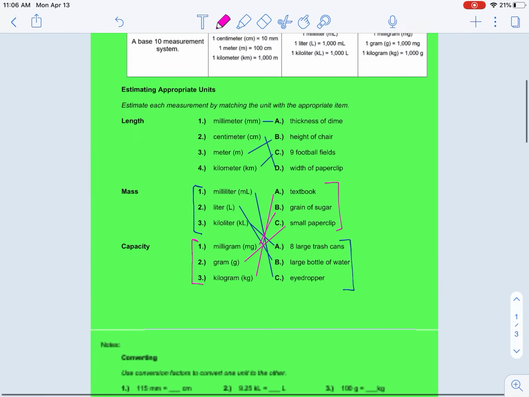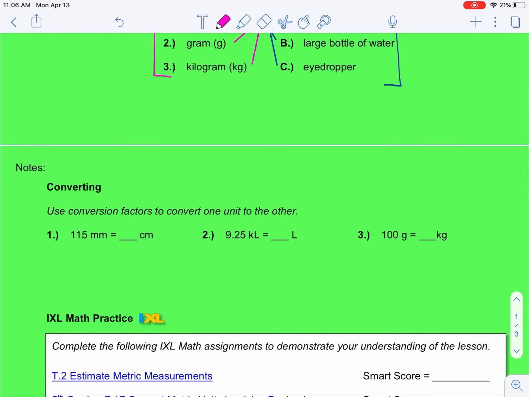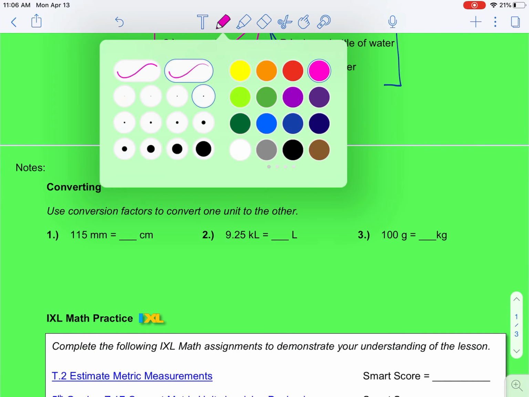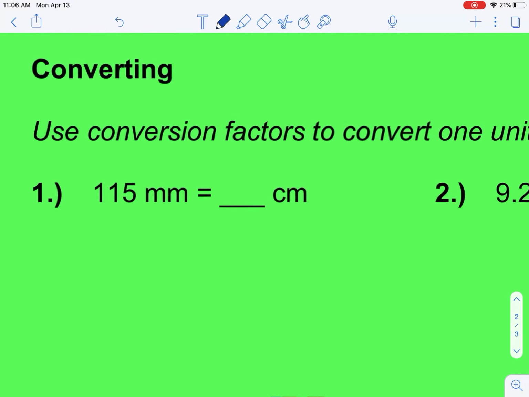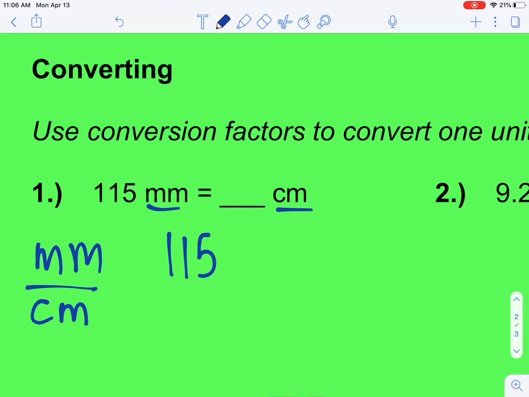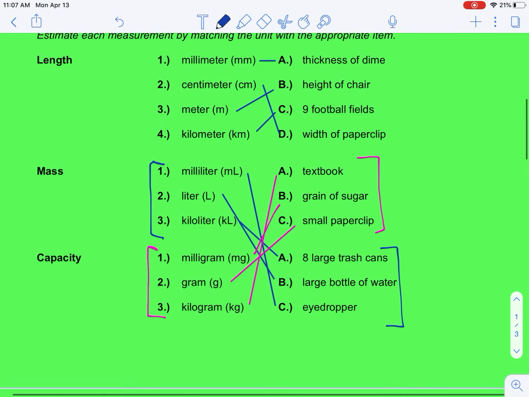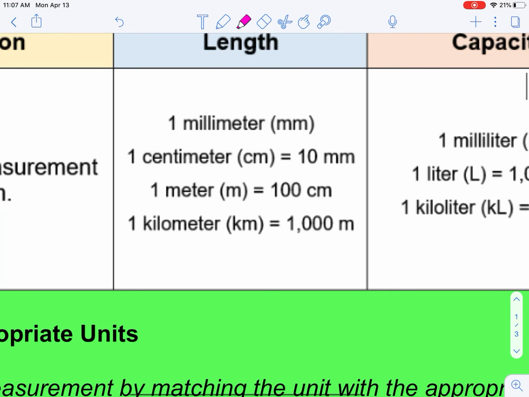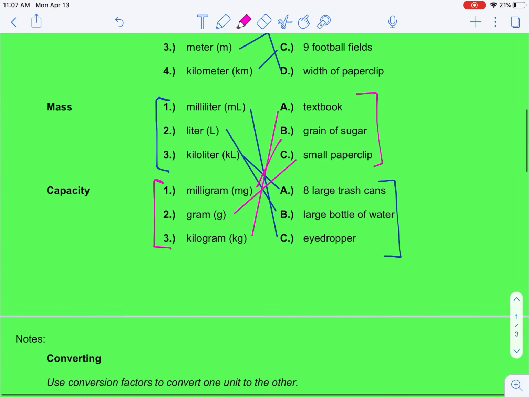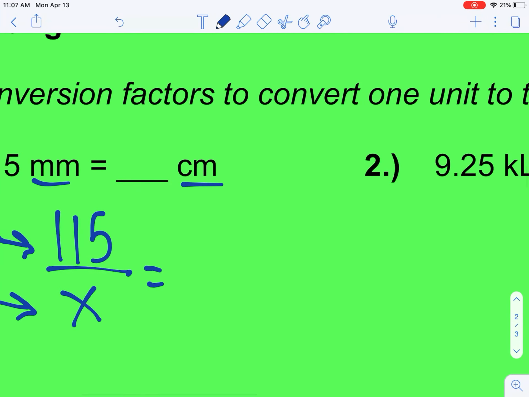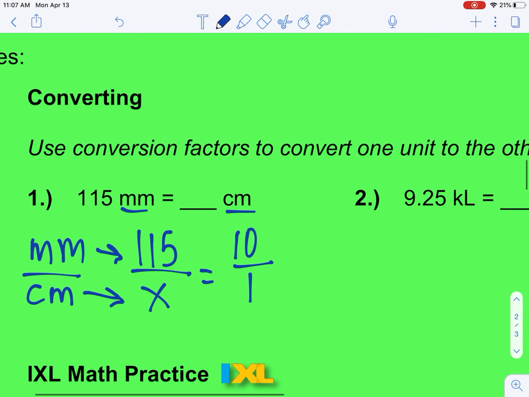Okay. All right, let's go ahead and do some converting using our conversion factors, which is the same thing that we did yesterday. So in number 1, I'm comparing millimeters to centimeters. I'm starting with 115 millimeters, and I don't know how many centimeters. So I want millimeters on the top, and I want centimeters on the bottom. Now if we go back up to the top, I'm going to find out that for 1 centimeter, there's 10 millimeters. So those are the two numbers I'm going to use, 1 and 10. So 1 centimeter and 10 millimeters, making sure that I keep this organized.